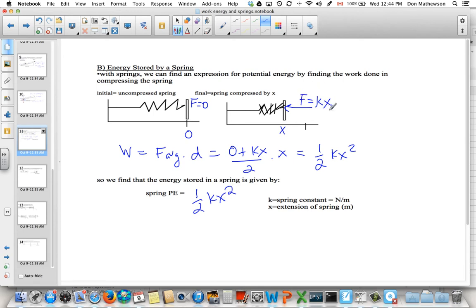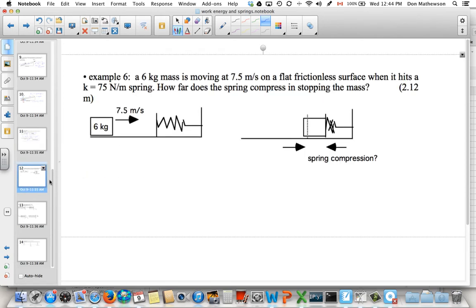Remember, the force is given by kx, and that's Hooke's law. But the energy is 1/2 kx squared. So how do we use that? Well, we do the same sort of energy problems that we did earlier, but now we can include springs.